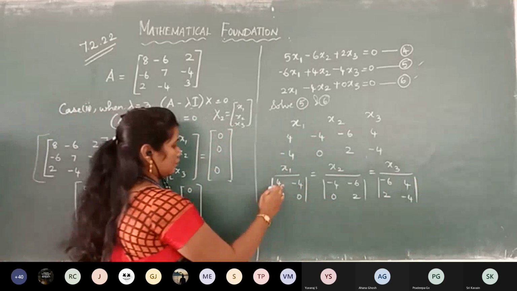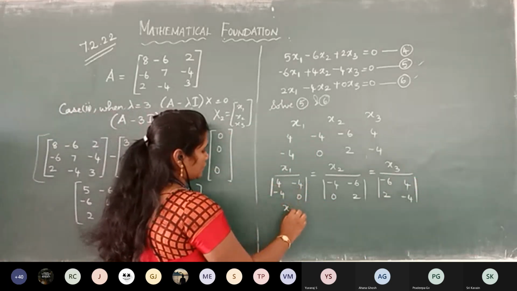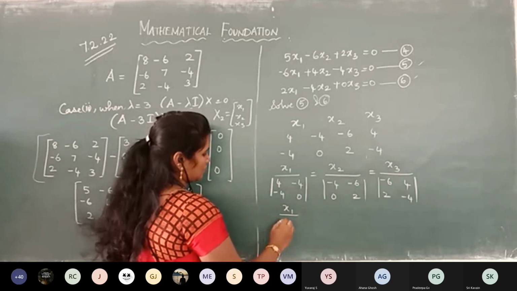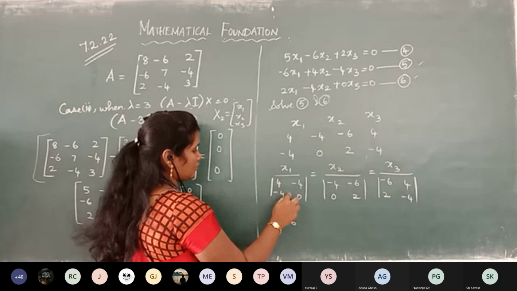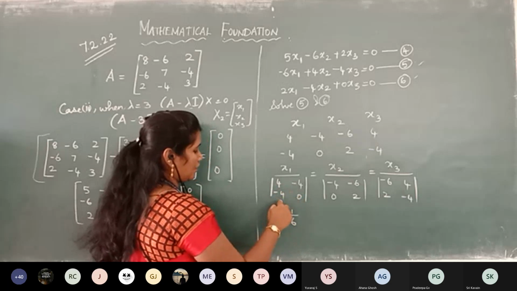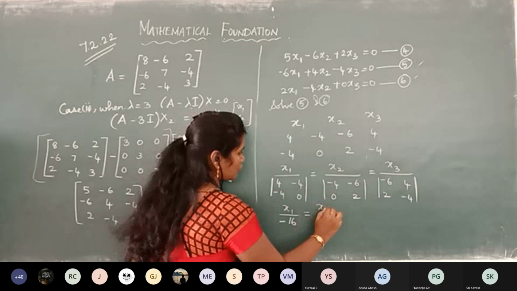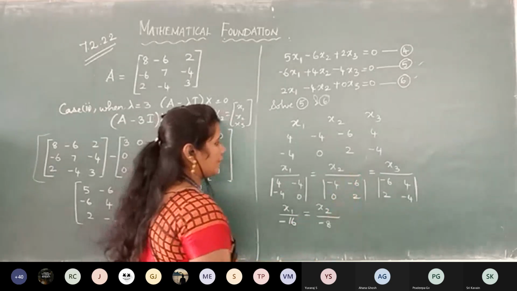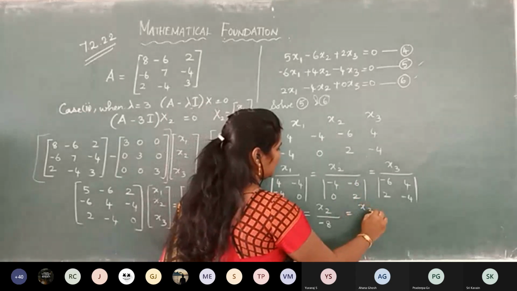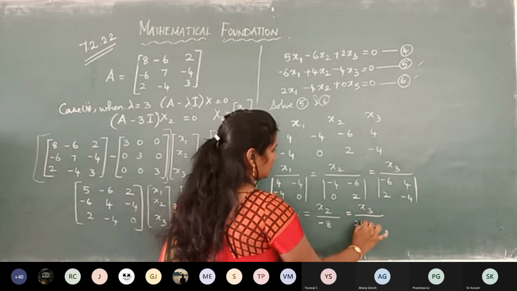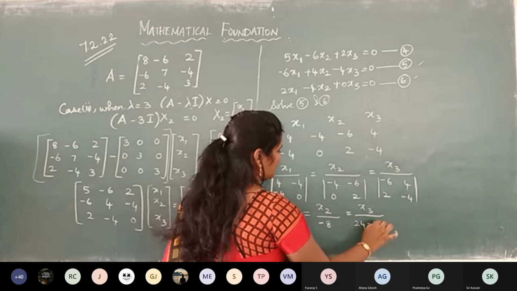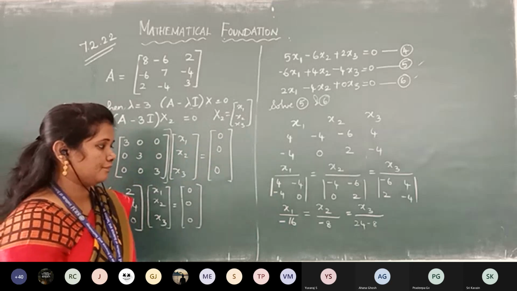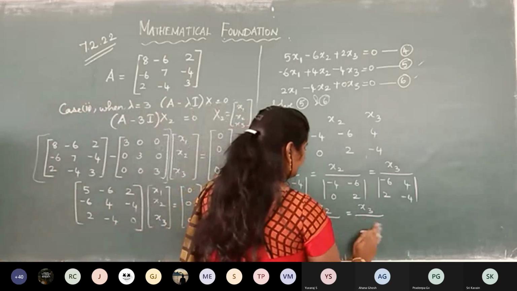Now you will do it. So it is 0, your x1 by plus 16, no, it is minus 16, because this becomes 0. Minus into minus is plus, and another minus, so you'll have x2 by minus 8. Here it becomes 0. Then you've got x3 by 24 minus 8. 24 minus 8 is what? 16. So it will be only 16.